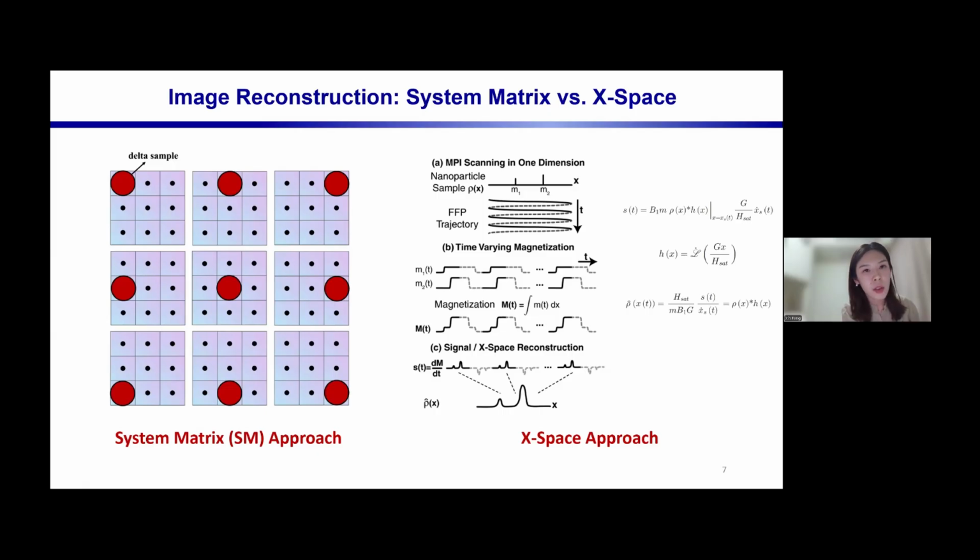Now there has been a lot of research from different teams working on both of these approaches, everything from boosting the speed of system matrix reconstruction to handling the relaxation effect in x-space. Because today's talk is intended to be a more comprehensive overview of the entire technology, I won't go into too much detail on the specific ones.